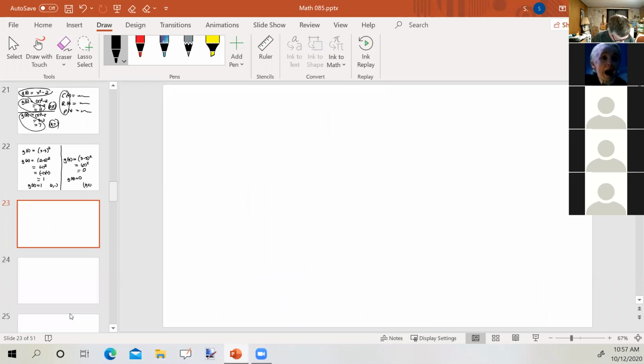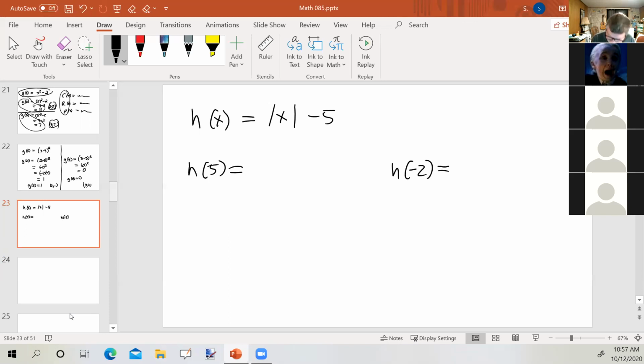Let's see here. Oh, let's see if you remember what this means. That x inside vertical bars. Can anybody tell me what that vertical bar notation is? Absolute value. Good job, folks. Good job. All right. We're supposed to find h of 5 and h of -2.